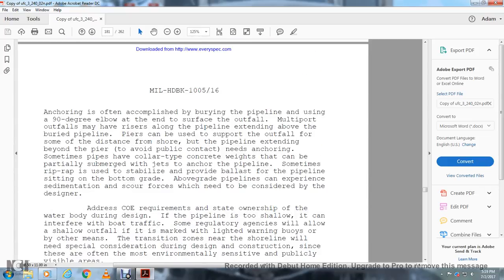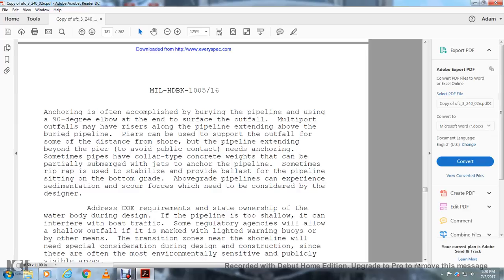Anchoring is often accomplished by burying the pipeline and using a 90-degree elbow at the end of the surface. For multiple port outfalls, risers extend above the buried pipeline. Piers can also be used to support the outfall for some distance from the shoreline. But a pipeline extending beyond the pier, to avoid public contact, needs anchoring.